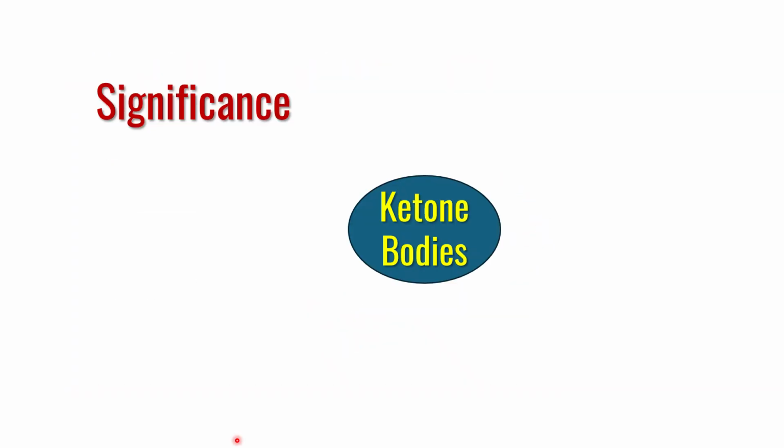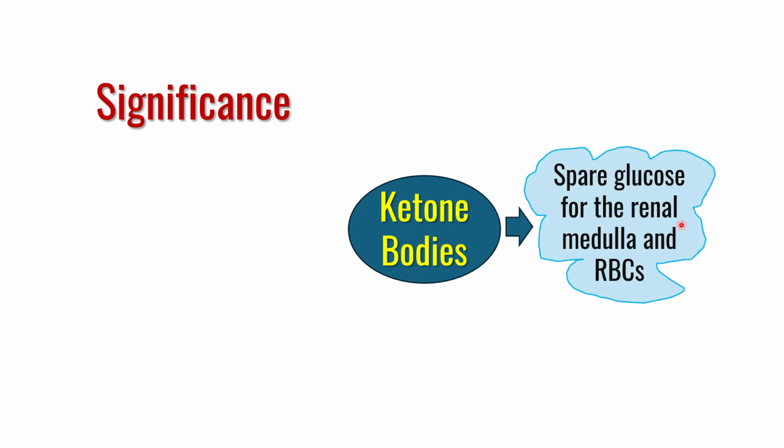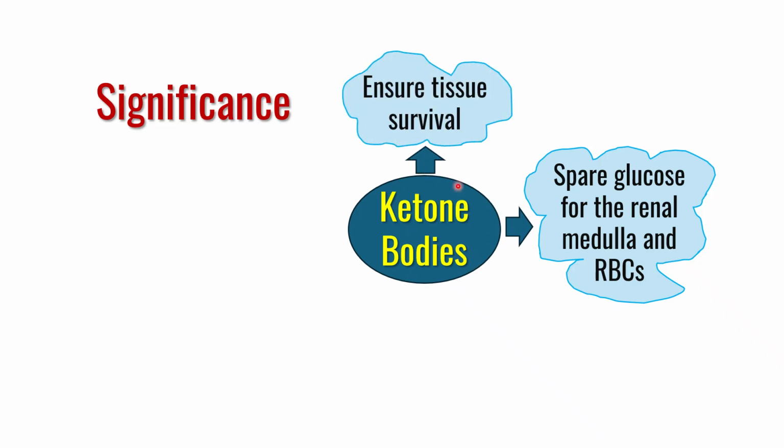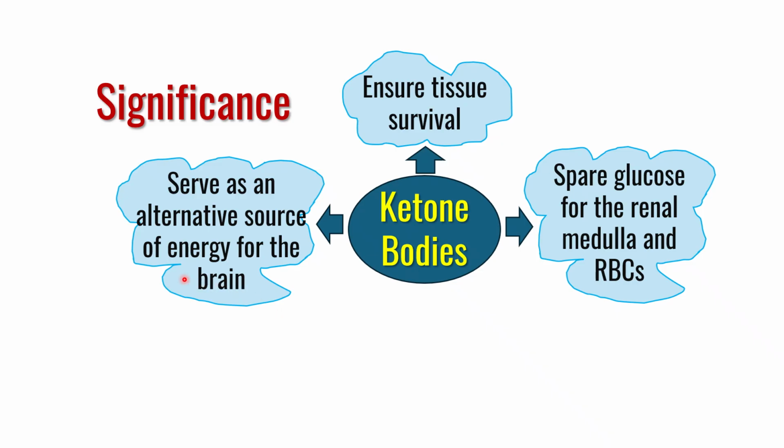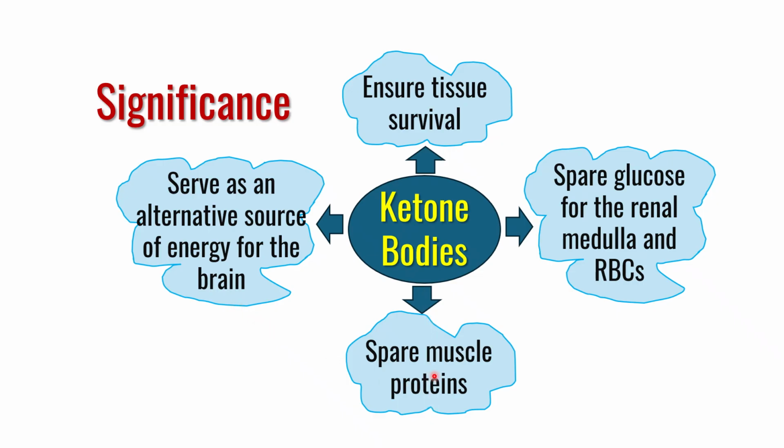Ketone bodies are produced as an alternative source of energy under stressful conditions such as prolonged fasting or starvation. Therefore, they spare glucose for the renal medulla and RBCs. They ensure survival of other tissues under these stressful conditions, and also they serve as an alternative source of energy for the brain, which primarily depends on glucose. Our brain can utilize ketone bodies efficiently. And lastly, these ketone bodies also spare muscle protein by reducing the dependence of gluconeogenesis on muscle protein hydrolysis.